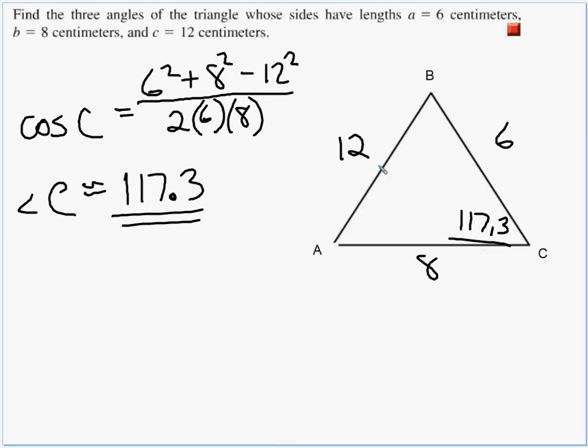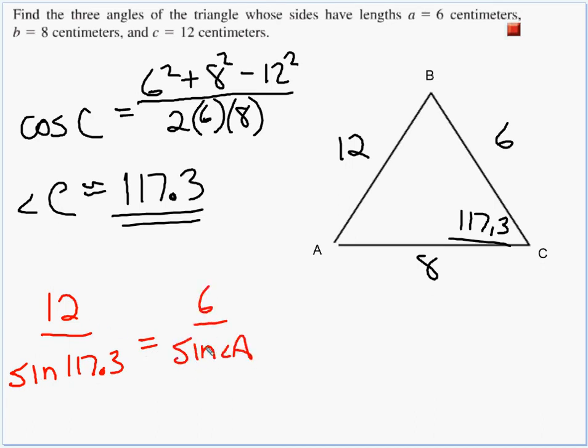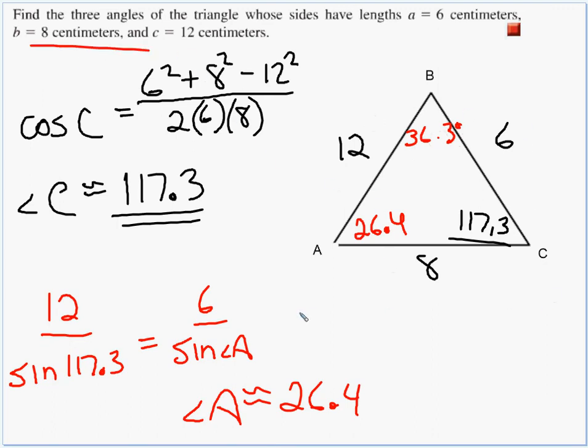All right, now that we've got an angle and the side across from it, from here I just did law of sines. 12 over the sine of that angle is equal to 6 over the sine of A. And we cross multiply, get sine by itself, and then sine inverse. If you did everything right, angle A is about 26.4. And to find B, we just subtract from 180, and we get 36.3 degrees. Side, side, side, there is only one triangle possible.